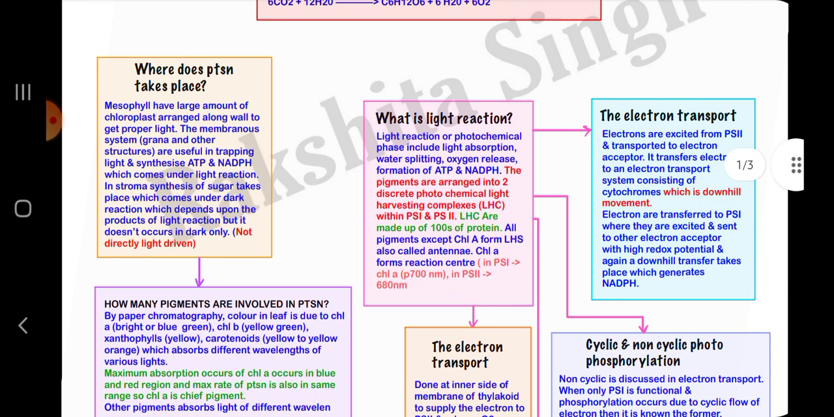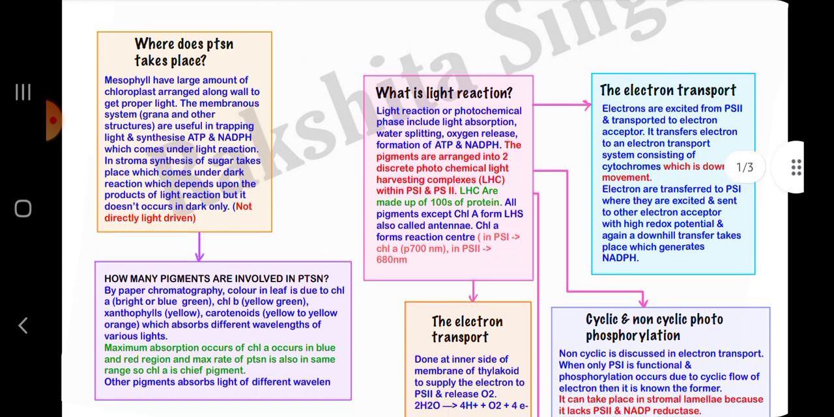Then, where does photosynthesis take place? In the mesophyll, which has a large amount of chloroplasts arranged along the walls to get proper light. The membranous system is useful in trapping light and synthesizing ATP and NADPH, which comes under light reaction. In the stroma, synthesis of sugar takes place, which comes under dark reaction, which depends upon the products of light reaction, but it doesn't occur in the dark only.